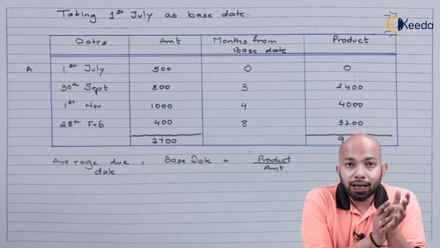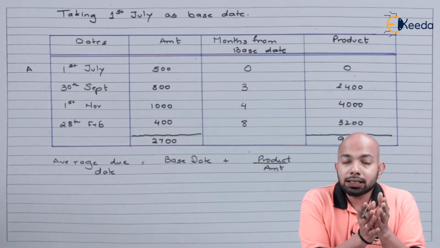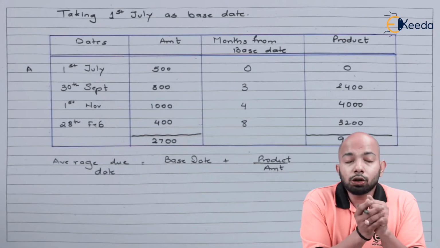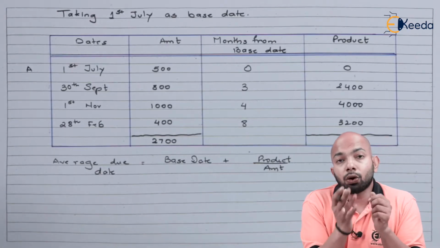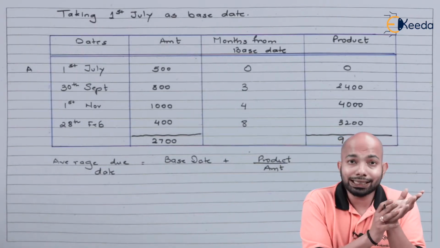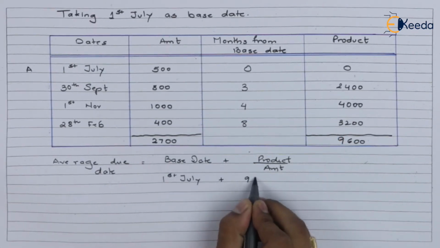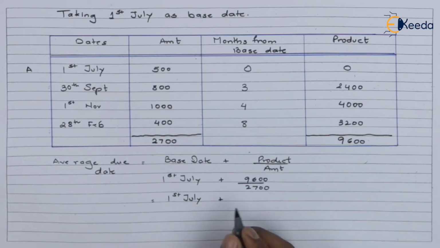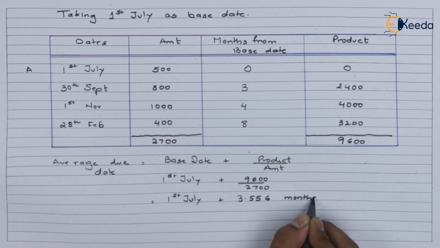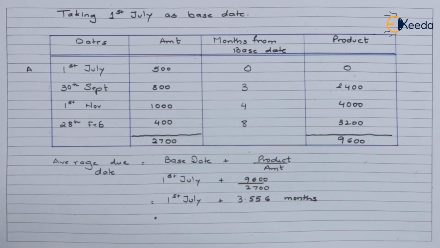So we've mentioned the formula as well, which is base date plus product upon amount. Let's figure out what average due date is coming, and according to that date itself we'll figure out the interest here. So the calculation that is coming is 3.556 months. That means 3 months is for sure. So July gone, August gone, September gone. Now the next month is October, so that has to be taken into consideration. That is somewhere around 3.5 months that they're taking.